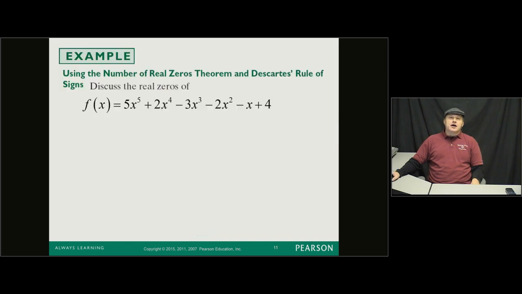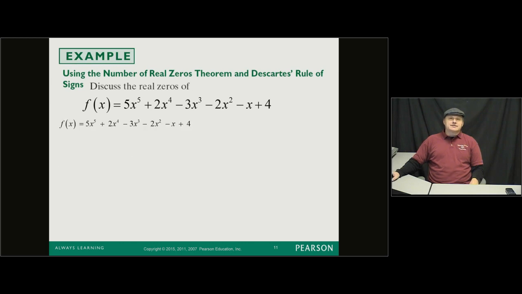So, okay, let's look at another example. We're going to use the number of real zeros theorem, and then Descartes' rule of signs. So using the number of real zeros theorem, the degree is 5, so we know we're going to have up to 5 real zeros here. That's no more than that. Now, you will have exactly 5 zeros if you include the complex, like we said before. So let's look at Descartes' rule of signs.